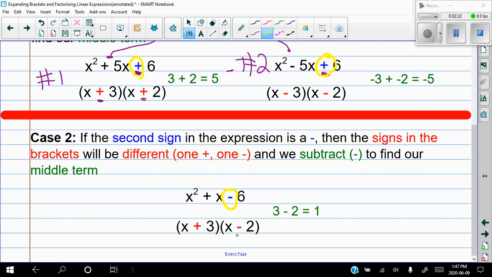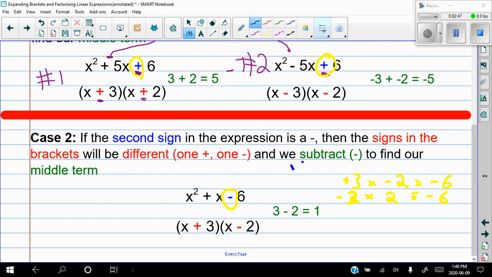And it doesn't matter the way they multiply, because positive 3 times negative 2 equals negative 6. So does negative 3 times positive 2. That's still going to be negative 6.